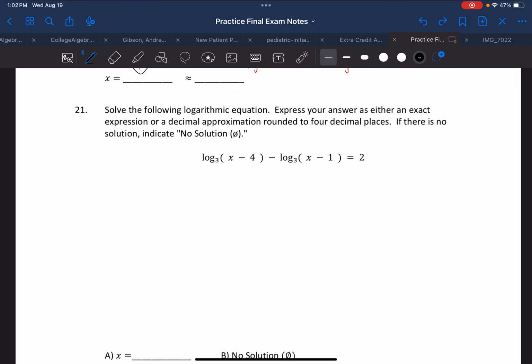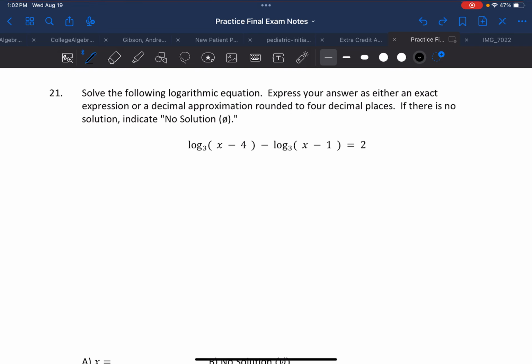Okay, number 21 says to solve the following logarithmic equation. Express your answer as either an exact expression or a decimal approximation rounded to 4 decimal places.